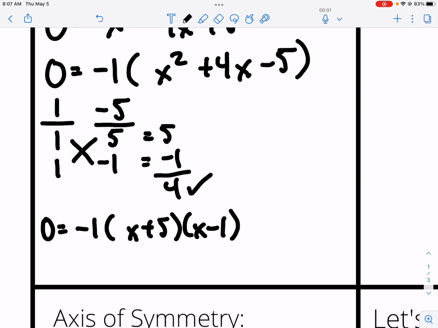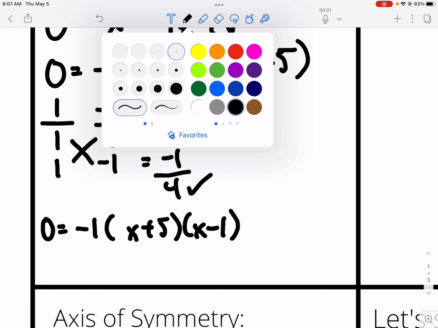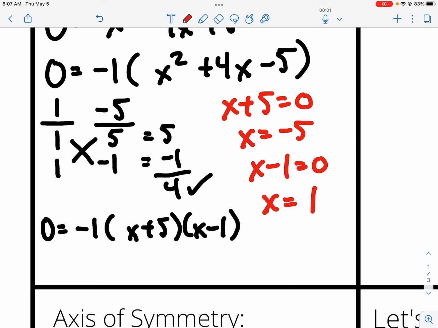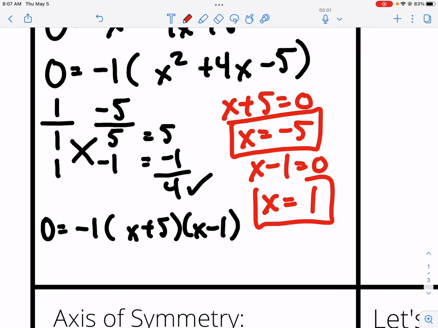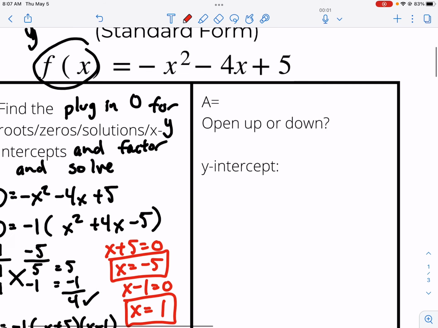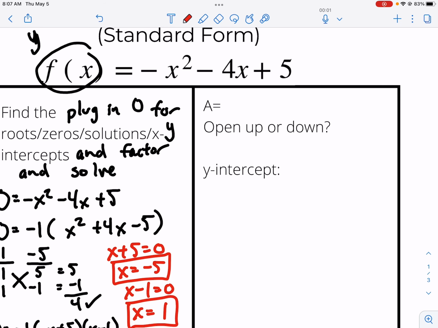Now we can use our zero product property to solve for our roots. So let's go x plus 5 equal to 0, x is equal to negative 5, and then we have x minus 1 is equal to 0, x is equal to positive 1. So our two roots are at negative 5 and 1. After we find our roots, we're going to see whether it opens up or down. Our original a value is negative 1, so that means we're going to open down.